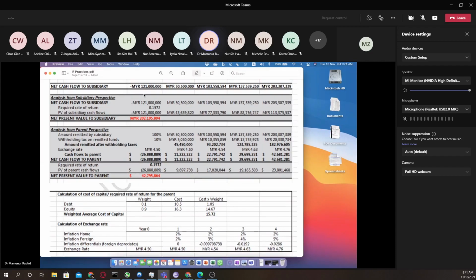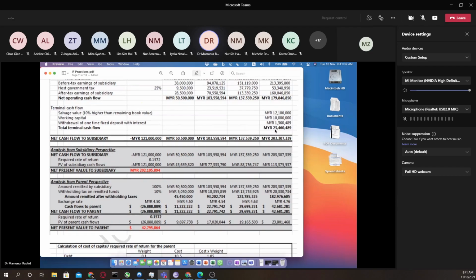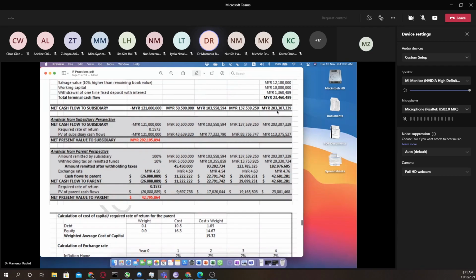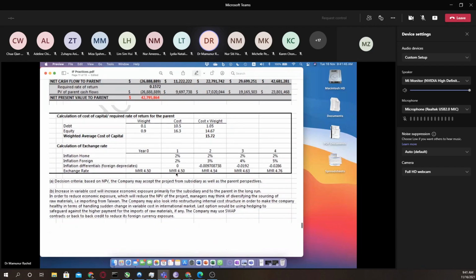Okay, these are the net cash flow. This is from year 0 coming down, first year, second year, third year, and the fourth year. In the fourth year, we have two values. One is 179, the other one is 23.46. Altogether is 203.307. Now, analysis from the subsidiary perspective first, we need to consider the required rate of return for the subsidiary. Need to calculate the required rate of return.